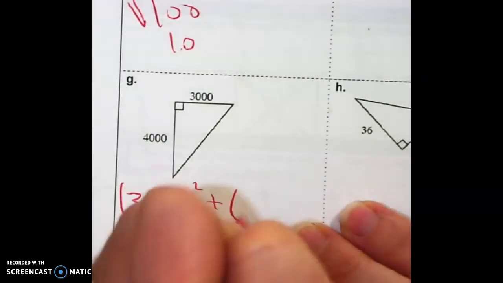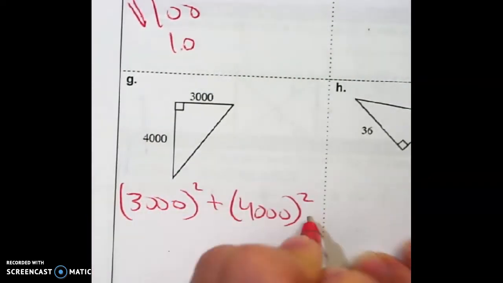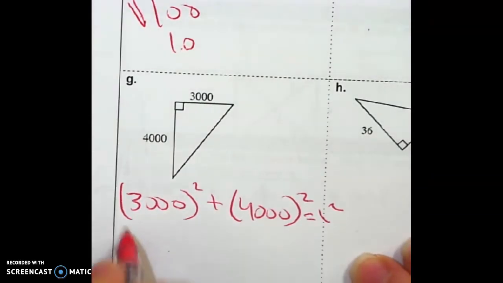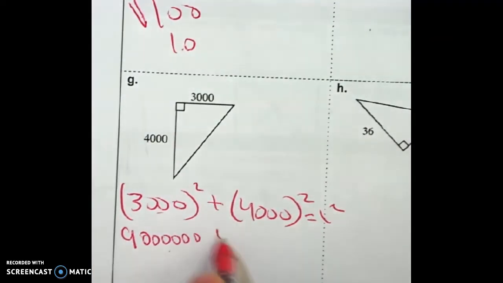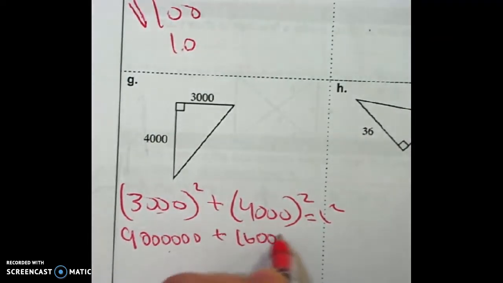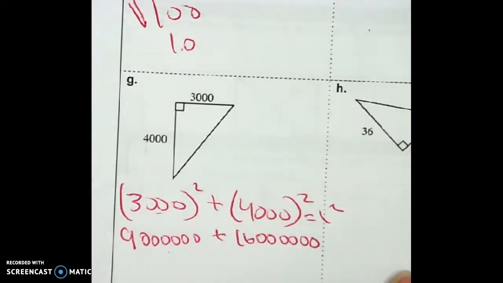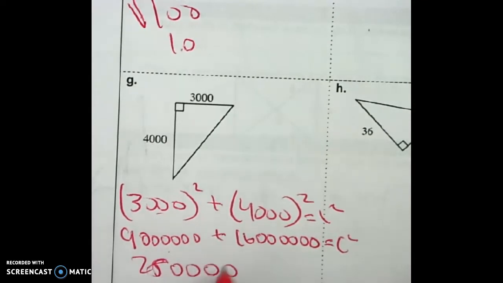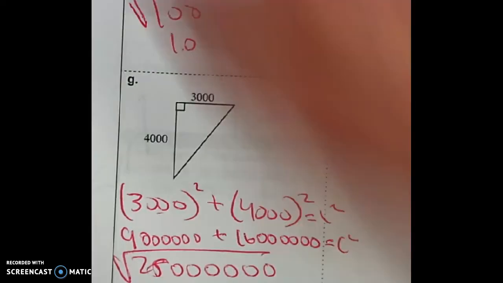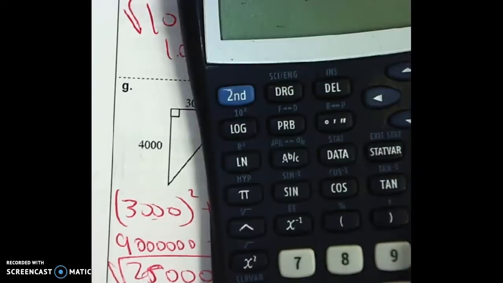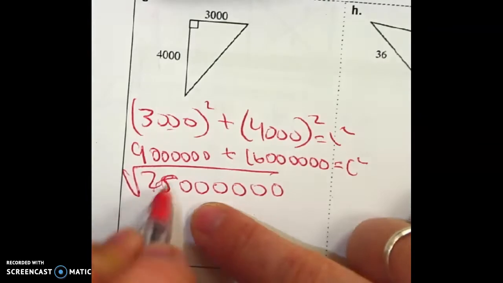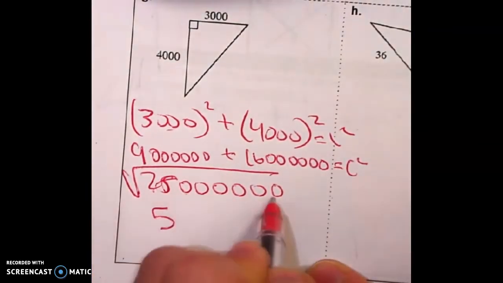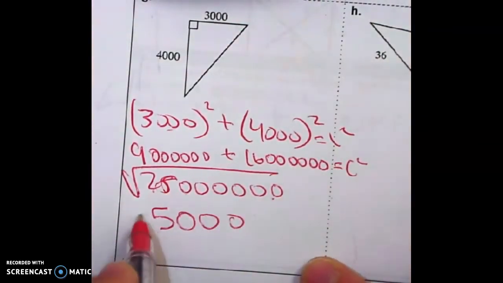3,000 squared plus 4,000 squared equals c squared. So that's going to be a 9, and you have 6 zeros. You double it. 4 squared is 16, with 6 zeros, equals c squared. So 25 with 6 zeros. And when you take the square root in your calculator, let me remind you how to do the square root button. It's second, square root. Well, I know this. The square root of 25 is 5, and when I'm doing the square root, I do half the number of zeros. So it's 5,000.